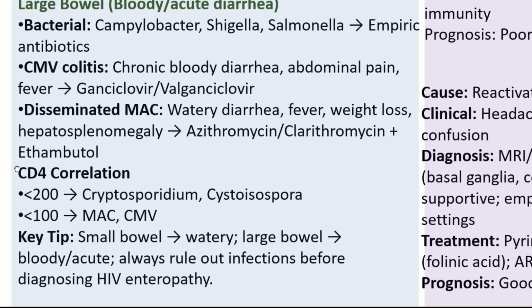So when we look at the CD4 counts of our patients, they can actually give us a picture of what could be going on. If the CD4 count is less than 200 but greater than 100, we suspect most of the time it is going to be Cryptosporidium or Cystoisospora. Then when it is less than 100, we suspect the Mycobacterium avium complex or the CMV.